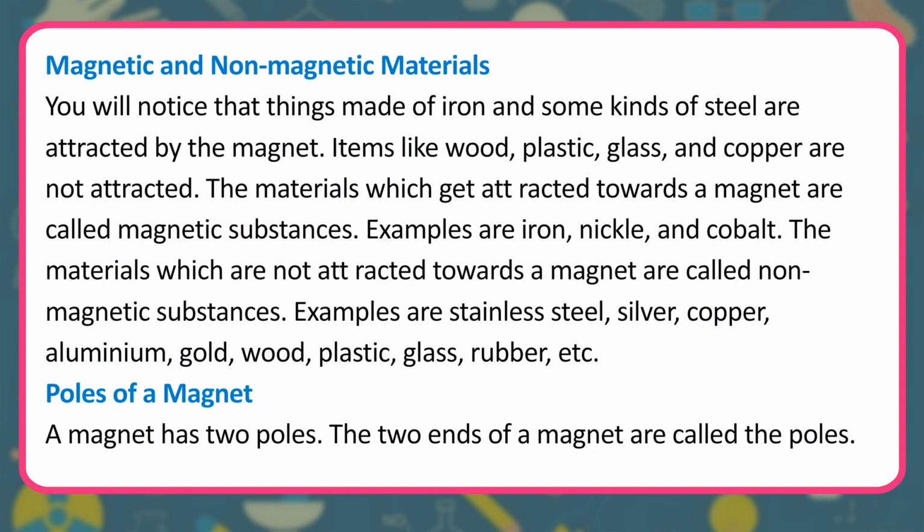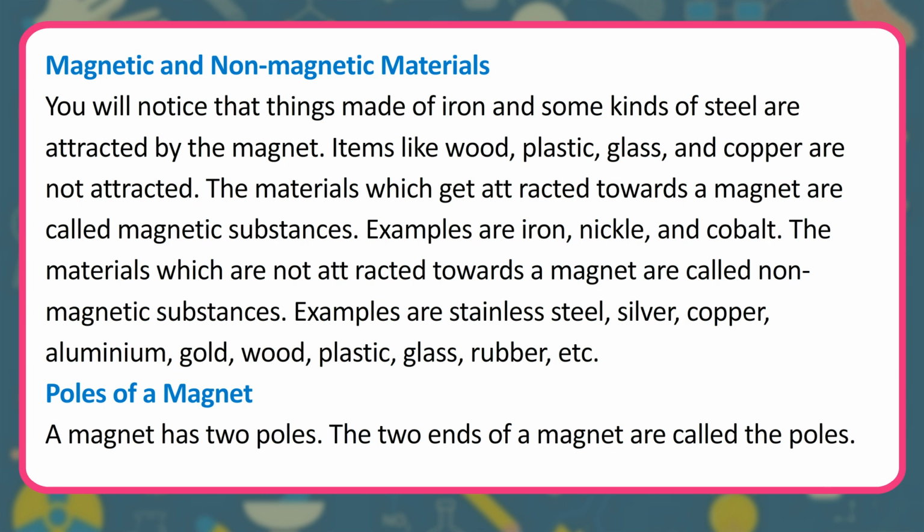Magnetic and non-magnetic materials. You will notice that things made of iron and some kinds of steel are attracted by the magnet. Items like wood, plastic, glass, and copper are not attracted. The materials which get attracted towards a magnet are called magnetic substances. Examples are iron, nickel, and cobalt.